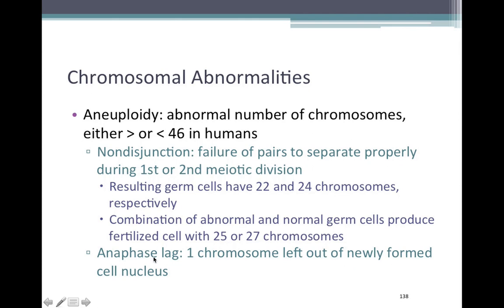Now, anaphase lag occurs when the nuclear membrane starts to reform. If one chromosome gets left behind out of the nucleus, it will never get back in that nucleus, and it won't be expressed. And basically, it's like missing an entire chromosome.